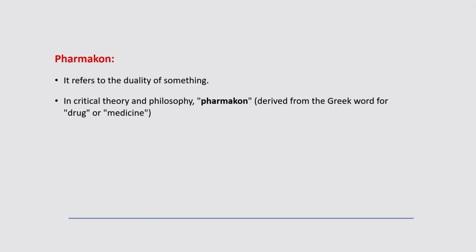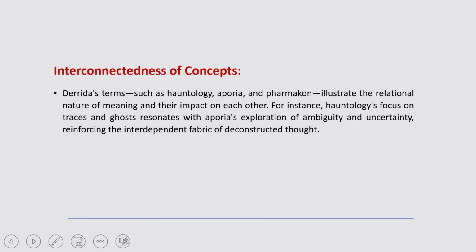So, this way, we find that Derrida's various terms, such as hauntology, aporia, and pharmakon, illustrate the relational nature of meaning and their impact on each other. For instance, hauntology's focus on traces and ghosts resonates with aporia's exploration of ambiguity and uncertainty, reinforcing the interdependent fabric of deconstructed thought.